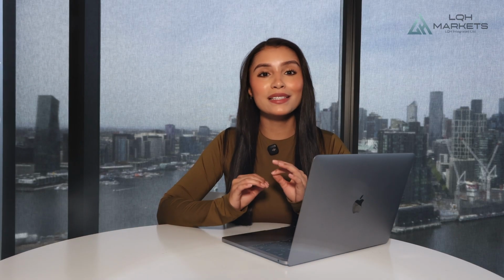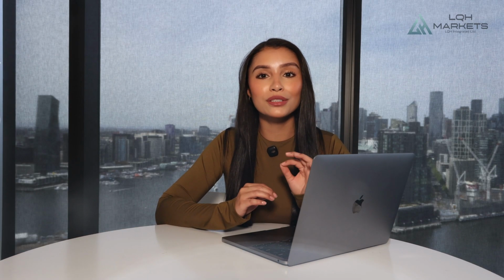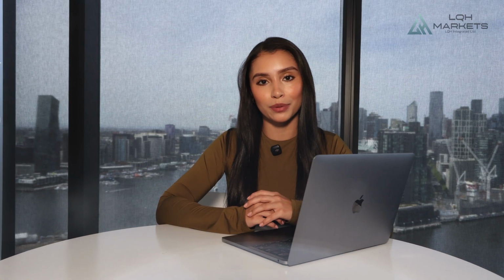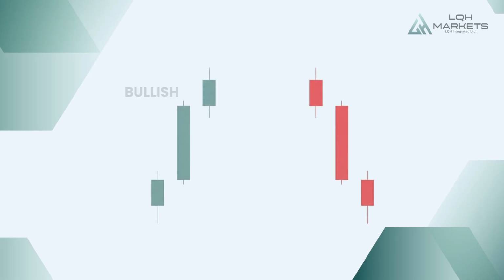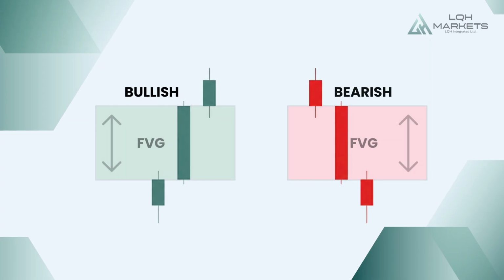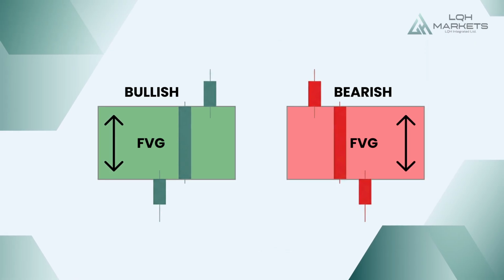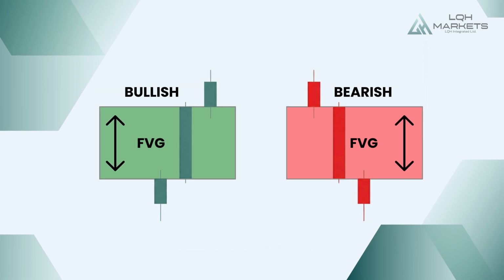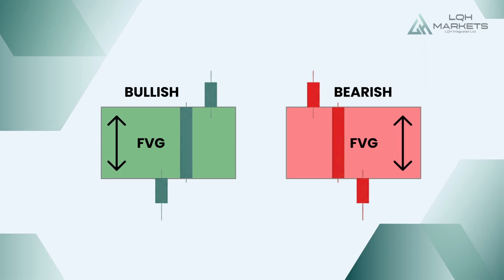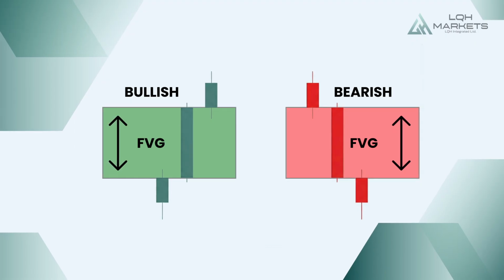Here's a simple step-by-step way beginners can spot and use a fair value gap. Look for a strong candle, either bullish or bearish, that moves sharply. Check if there is space between the wicks of the candles before and after. That space is your fair value gap. Mark the area as a zone on your chart. Wait to see if price comes back to that zone. If the overall trend supports it, plan your trade entry near the gap with a stop loss just beyond it.